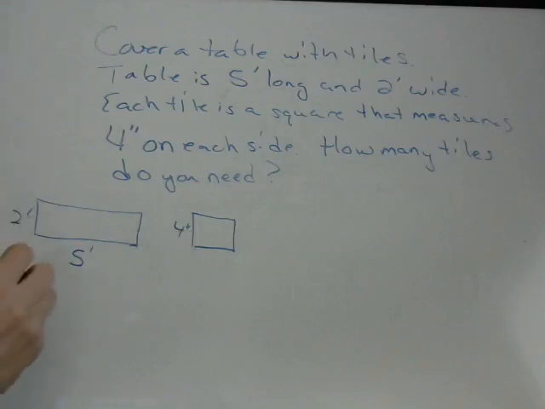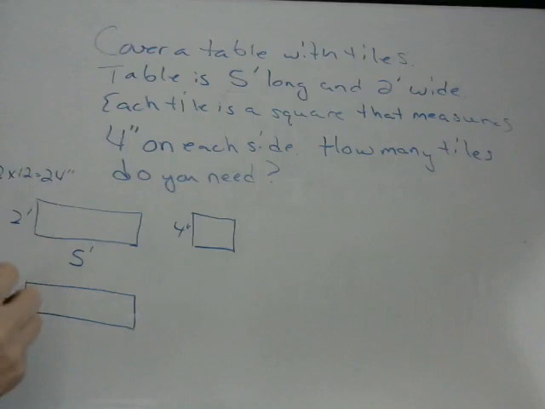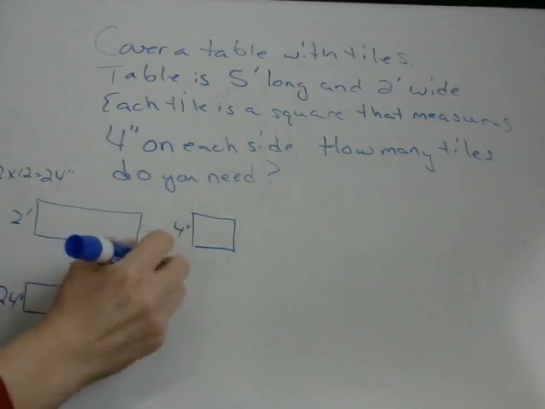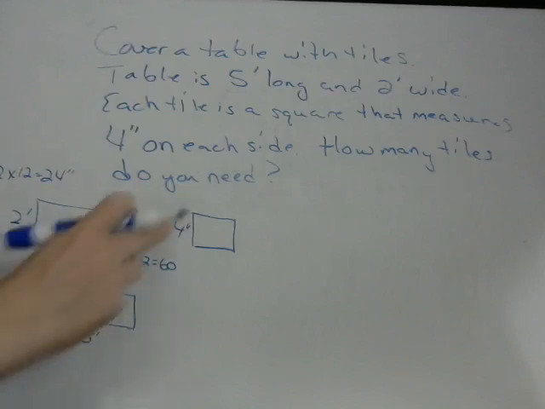So instead of writing this as 2 feet, there are 12 inches in a foot, so 2 feet is 2 times 12 equals 24 inches. 5 feet, there are 12 inches in a foot, so 5 times 12 is 60 inches. So now we have inches and inches.